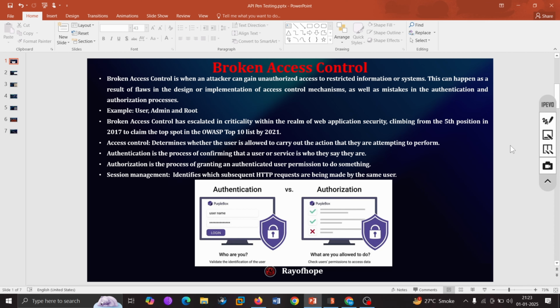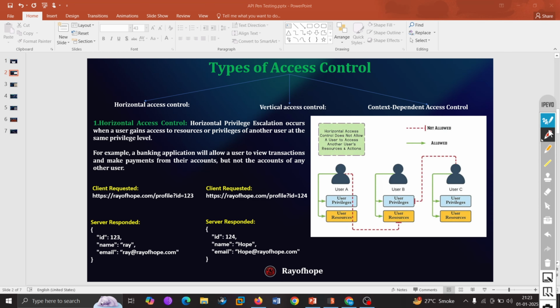So this is how broken access control looks like, right? Now, broken access control has 3 types. The first one is horizontal access control, then we have vertical access control, and then last, we have context-dependent access control. In this video, we will be covering horizontal access control only. We will have a separate video for vertical access control and context-dependent access control.